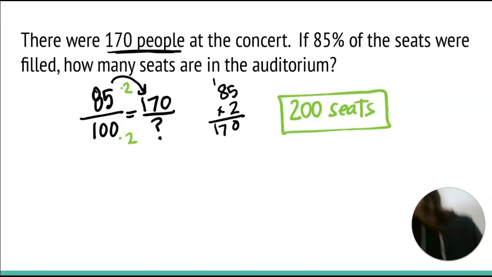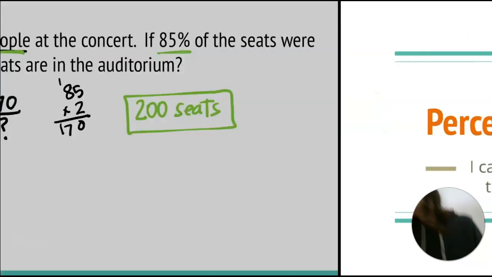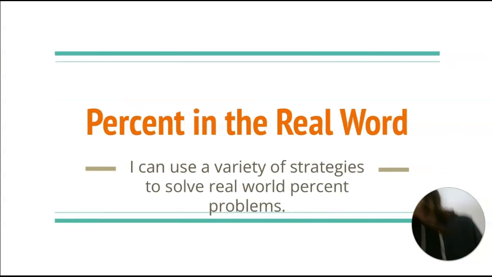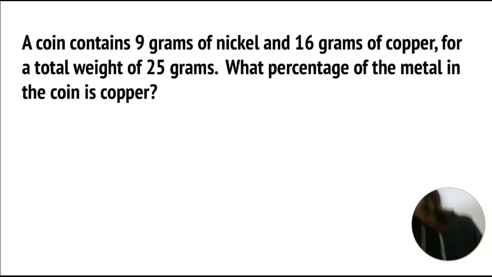Great. All right, you ready to try some on your own? Remember to set it up the ratio way, and then you can kind of decide how to solve it. Here's your first question. A coin contains 9 grams of nickel and 16 grams of copper for a total weight of 25 grams. What percentage of the metal in the coin is copper?